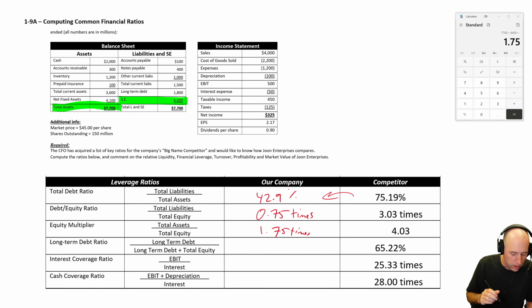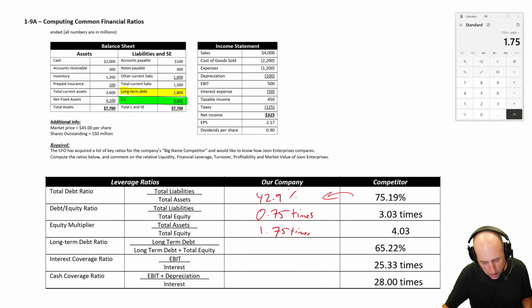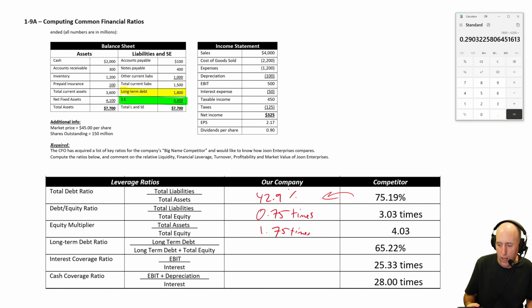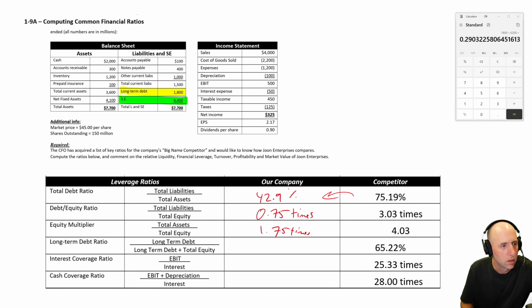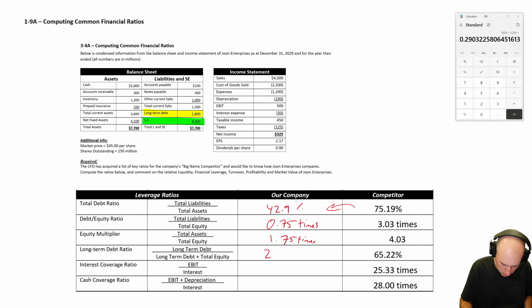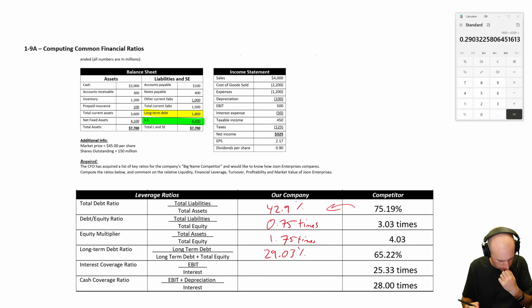Okay, long-term debt as a percentage of long-term debt plus equity. So, okay, here we go. Long-term debt divided by long-term debt plus equity. So 1.8 million divided by 1.8 plus 4.4, that's 6.2 million. So 1,800 divided by 6,200, 0.29, 29.03%. Next, EBIT divided by interest.